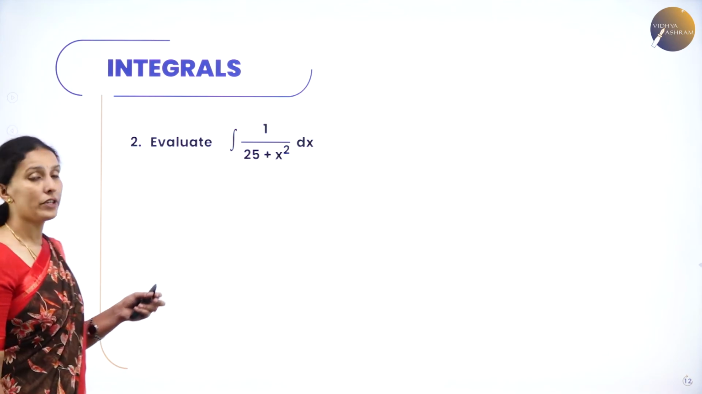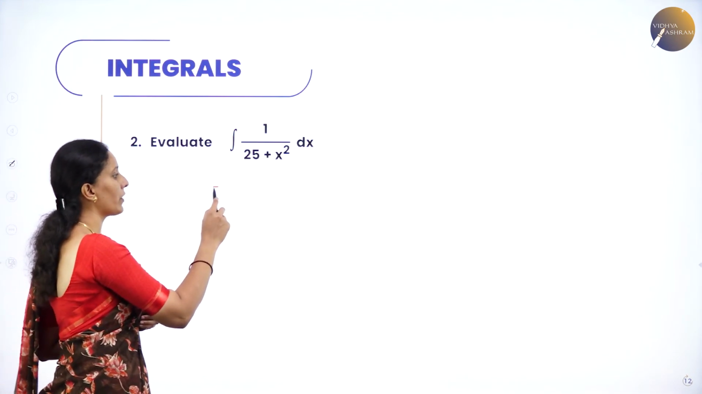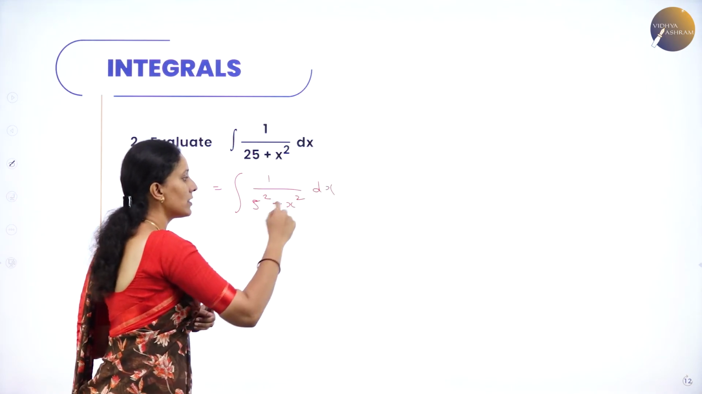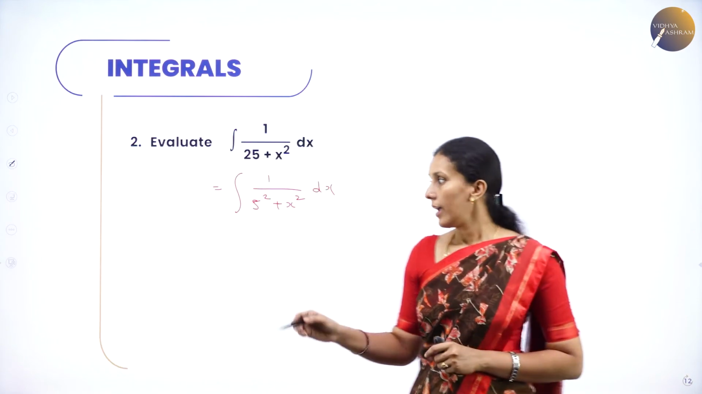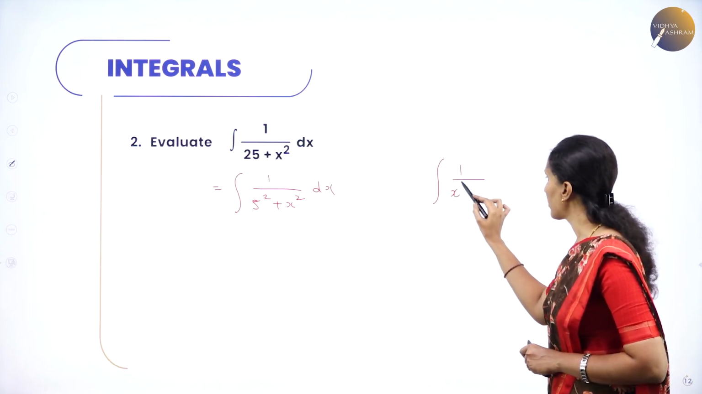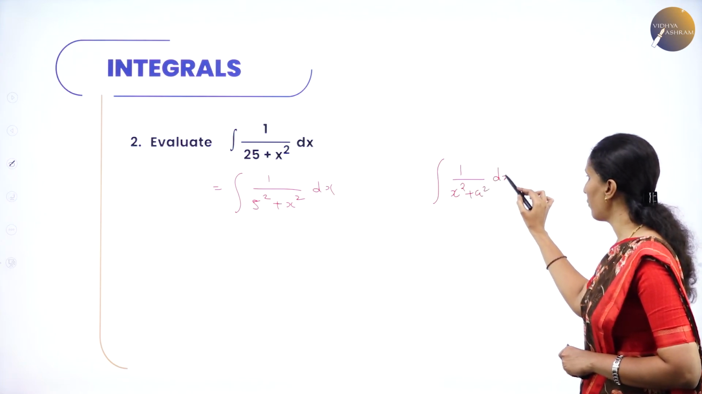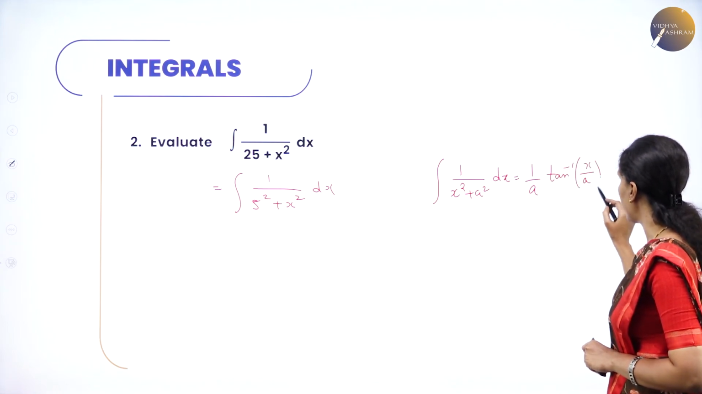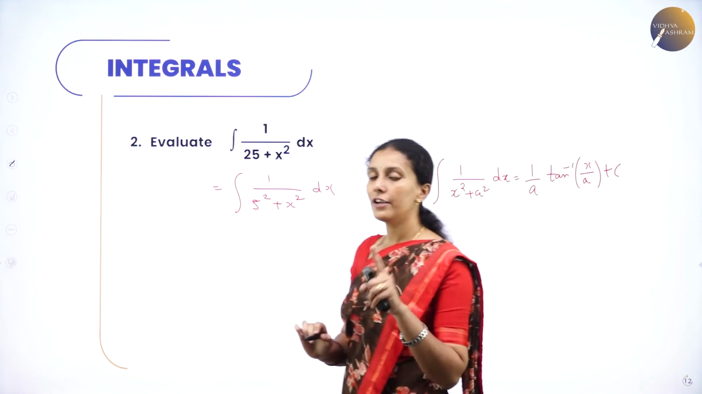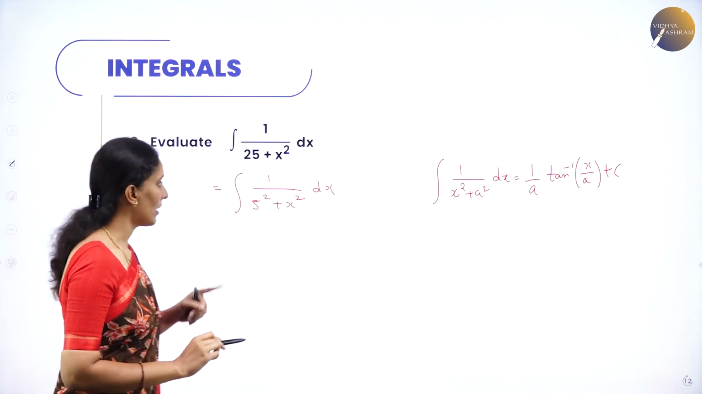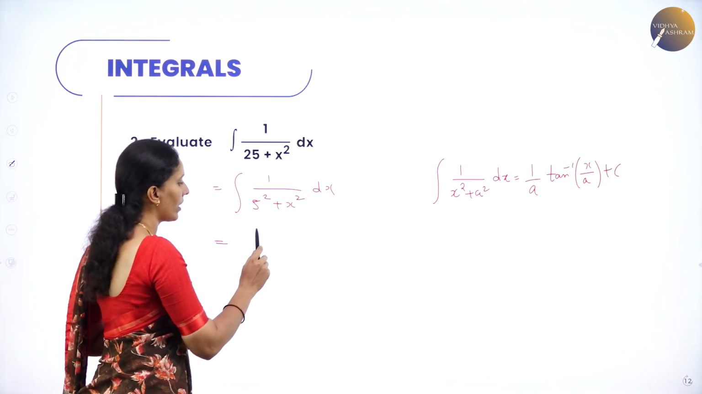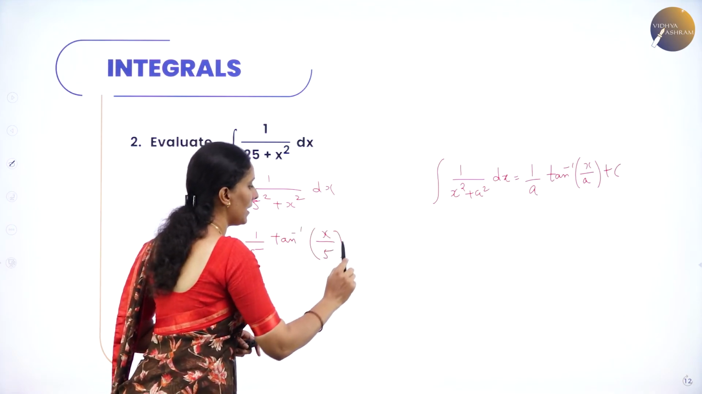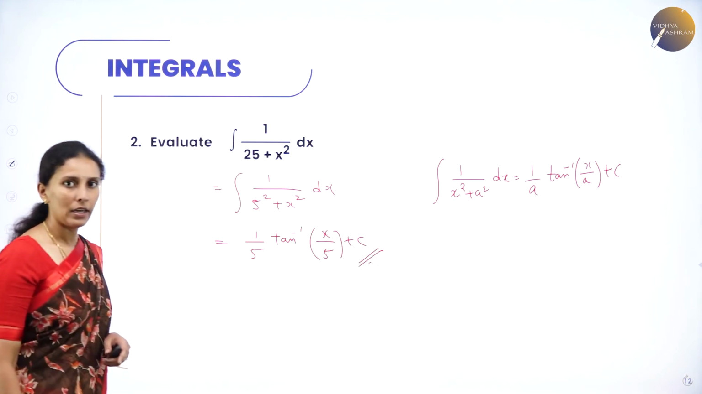Evaluate the integral of 1 over 25 plus x square. When you evaluate it, you can rewrite this as 1 over 5 square plus x square into dx. Now this is the integral of the form integral of 1 over x square plus a square into dx, which you can write as 1 by a tan inverse x by a plus c. So identify what is a, identify what is x, and rewrite the answer directly. So I can write this as 1 by 5 tan inverse x by 5 plus c. So this is the integral value.